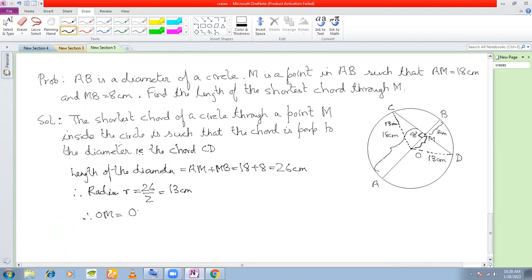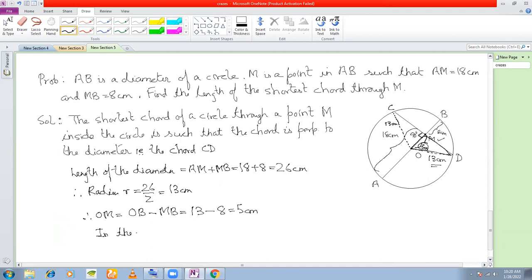OM, the radius, that is OB, minus MB, isn't it? And what is the radius here? 13, right? Minus MB is 8, which is 5 centimeters. So you have got this as 5 centimeters. Now consider this right angle triangle. In this right angle triangle, you know the hypotenuse to be 13. You know the perpendicular to be 5. You can find out the base MD, right?